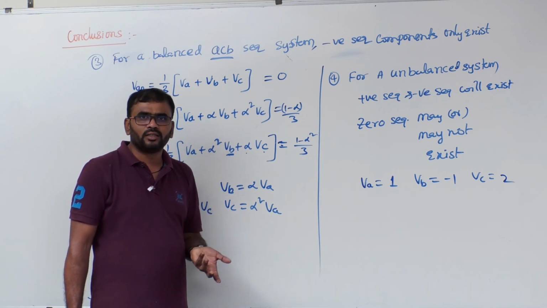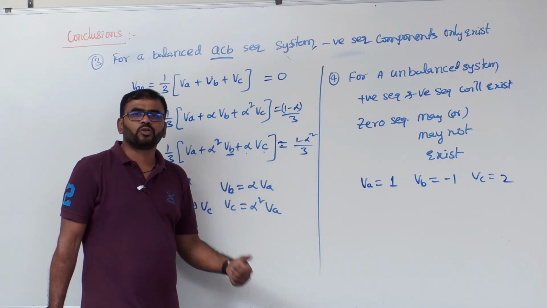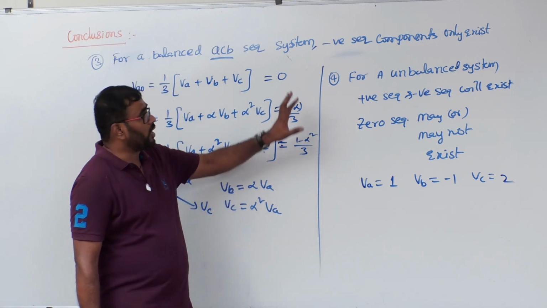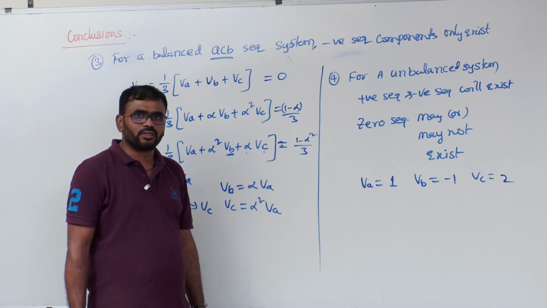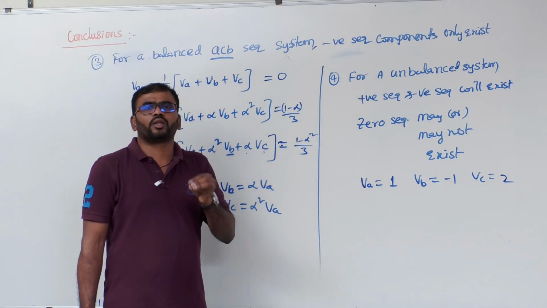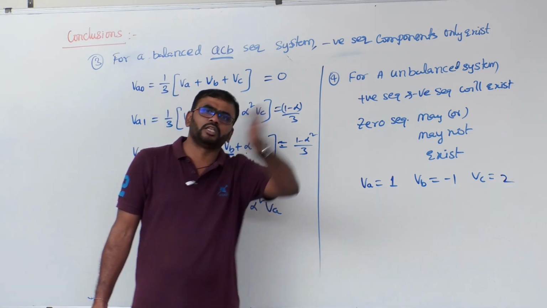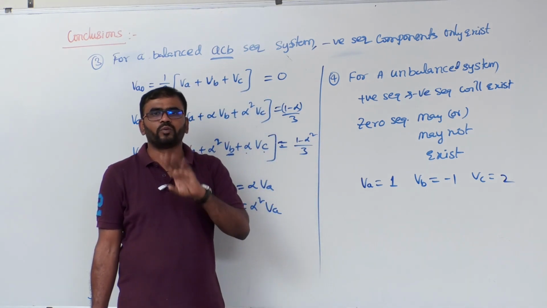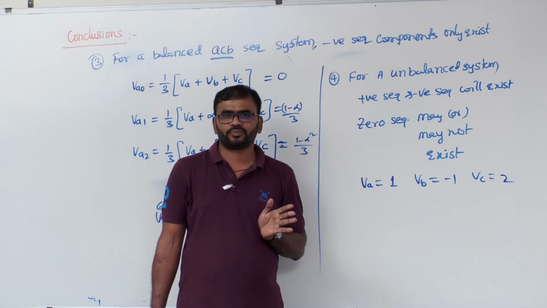It depends on the network, meaning the voltage and current values. The zero sequence components may or may not exist, but positive sequence and negative sequence will definitely exist for an unbalanced system. This is a very, very important conclusion. Generally people think that if it is an unbalanced system, all three components will exist. No, it's not correct. Positive and negative will definitely exist. Zero sequence may or may not exist.